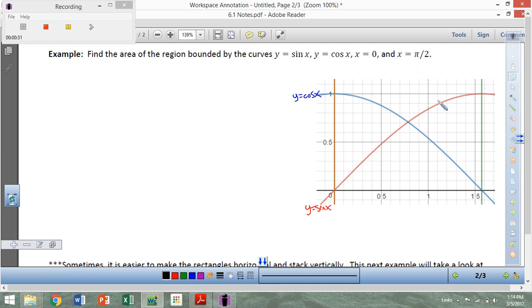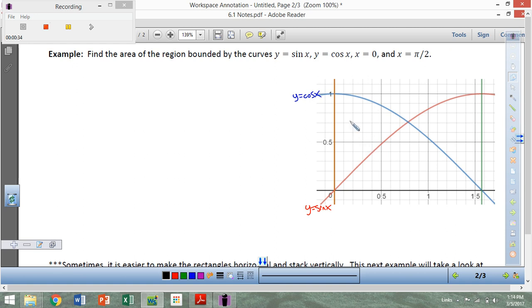So I graph all those lines. And by the way, if you're graphing x equals pi over 2, this is just a vertical line at pi over 2, and pi over 2 would be around 1.6. So as you can see, that's where I've got this graphed. So find the area bounded by all those things.